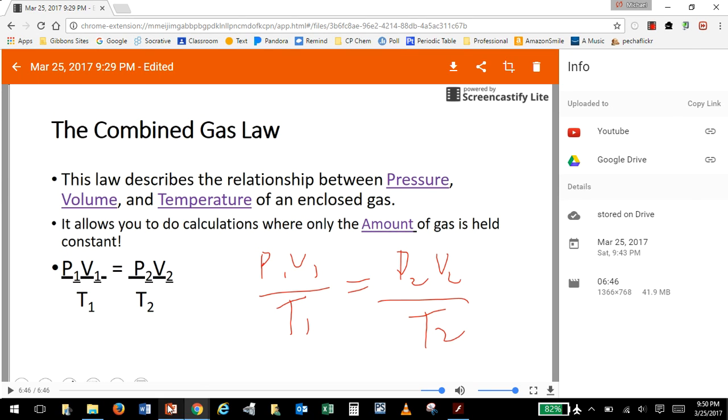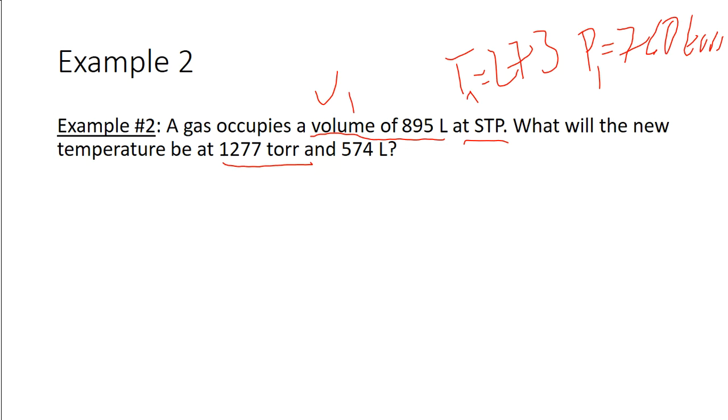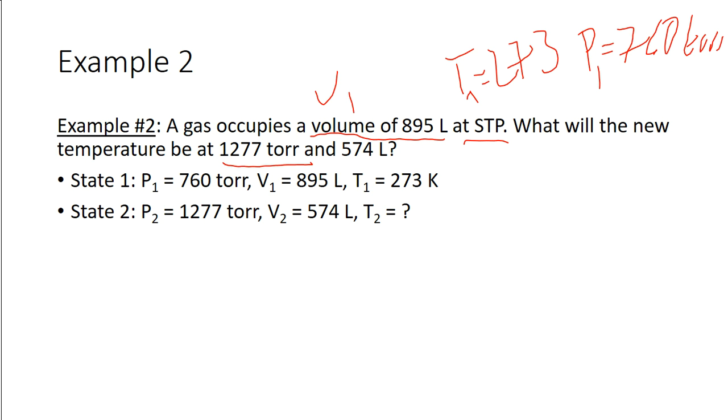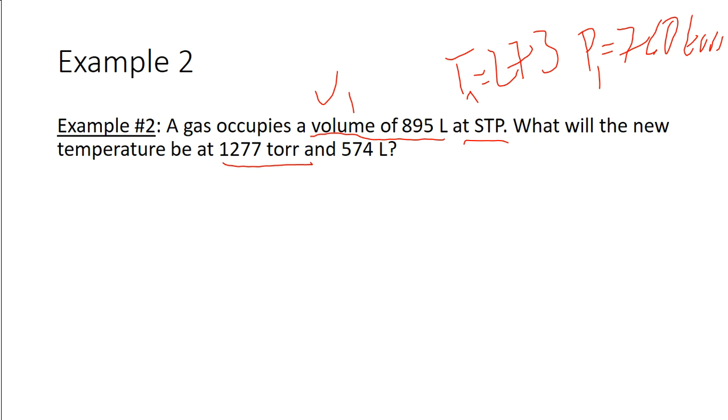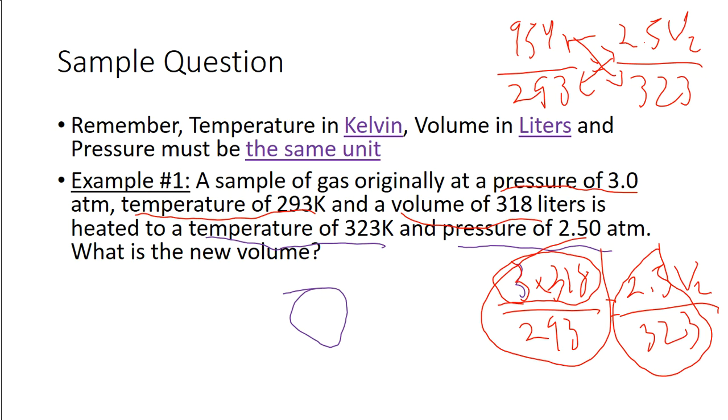Let's get back to this. All right, so the point being, you've got to get your P1, V1, and T1, your P2, V2. Then it's just a matter of putting them into the equation. So this would be 760. Sorry about that.